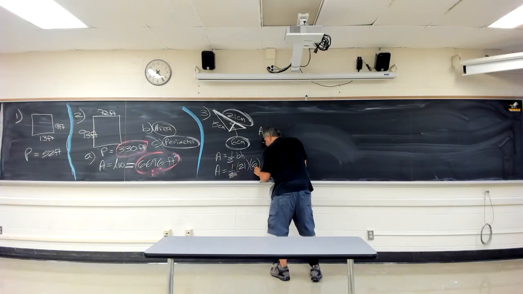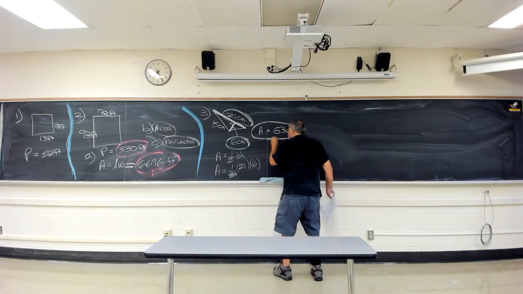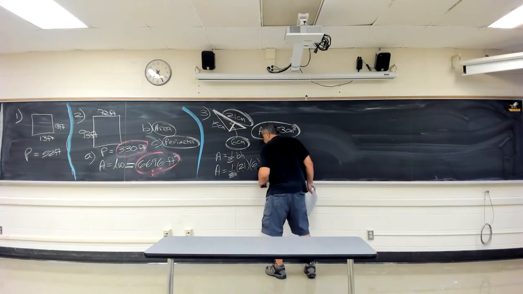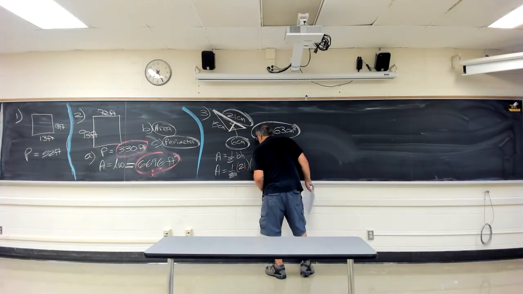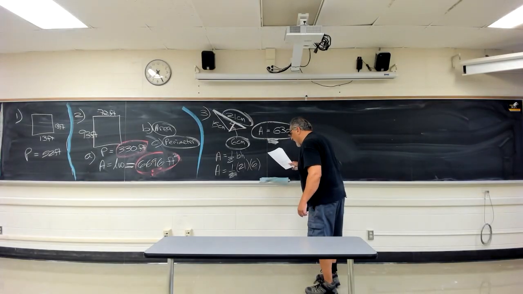Half of the 6 is 3. 3 times 21 is 63. Centimeters times centimeters, you know how that goes. You could also do this. What's 6 times 21? 126. What's half of 126? 63. You better get the same answer each time, guys. That's for sure.